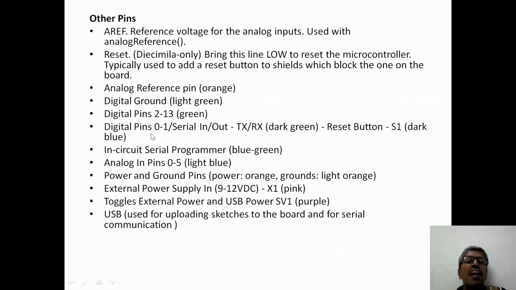Other pins in the Arduino are available for reference voltage, and reset is used to reset the entire processor. Then we have an analog reference pin for the analog comparator, a digital ground, then digital pins and serial programmer lines. We have the separate analog lines, six analog lines from 0 to 5, then a power pin and ground pins. We can also connect an external power supply.